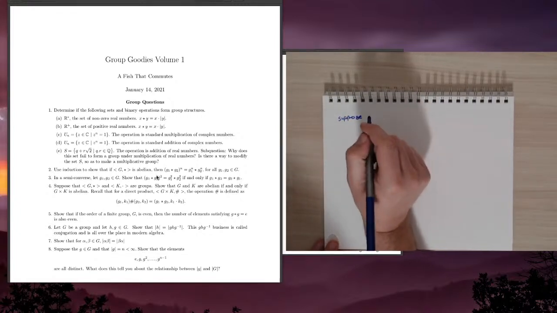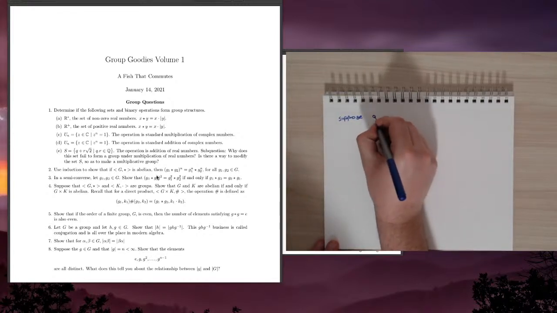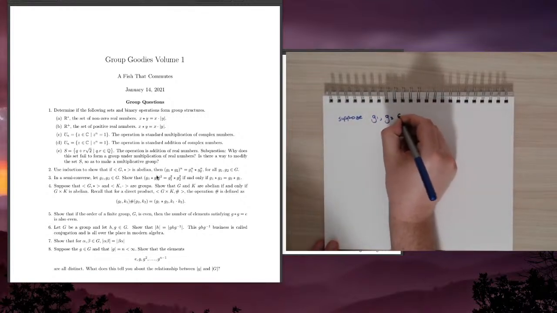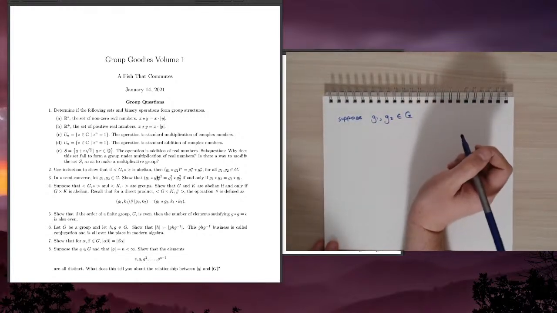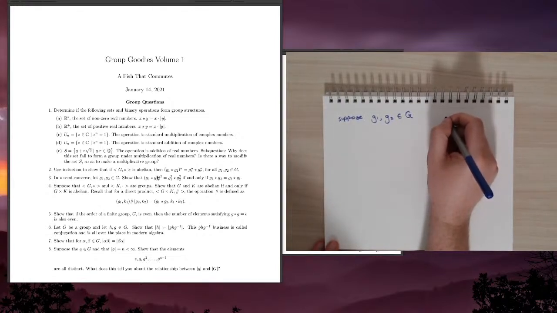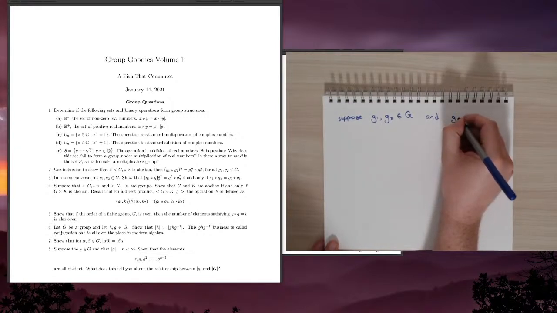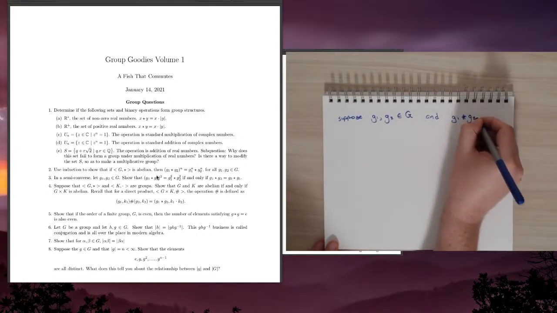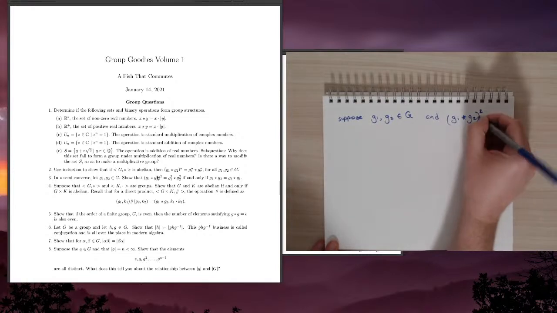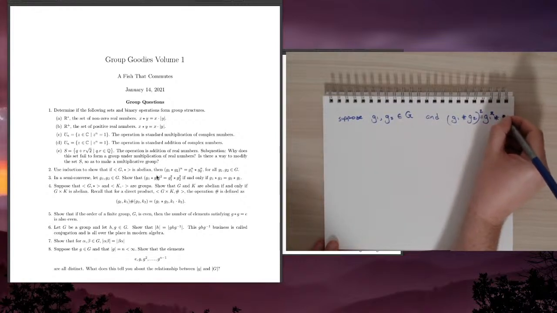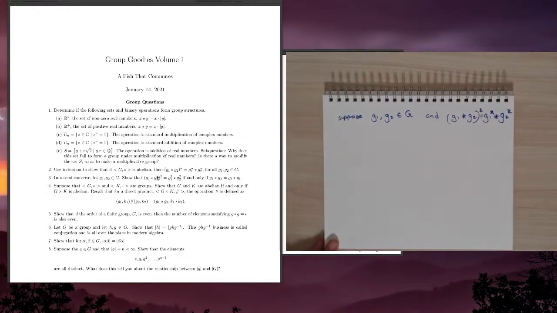So here again, we're not making an assumption that we're abelian. We just have a group, and G1 and G2 are in this group. And we have, by assumption, that (G1 star G2) squared equals G1 squared star G2 squared.